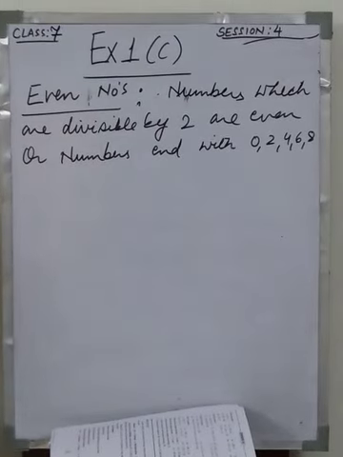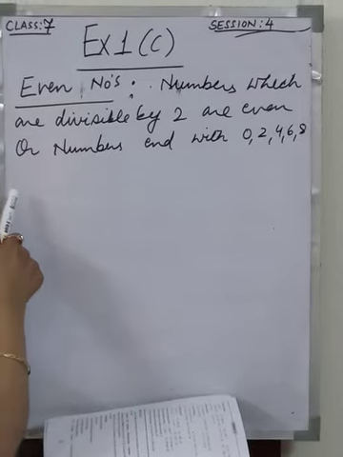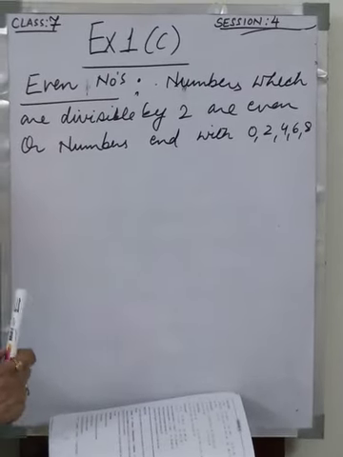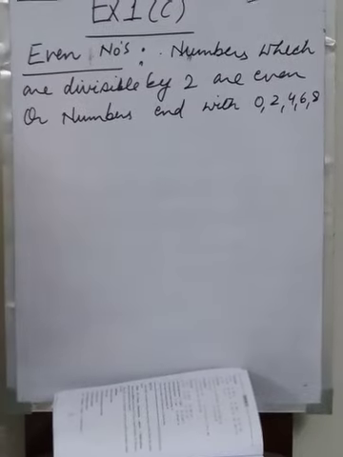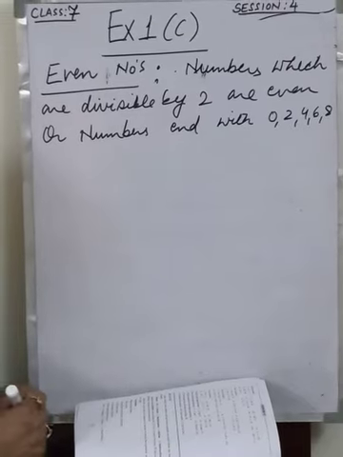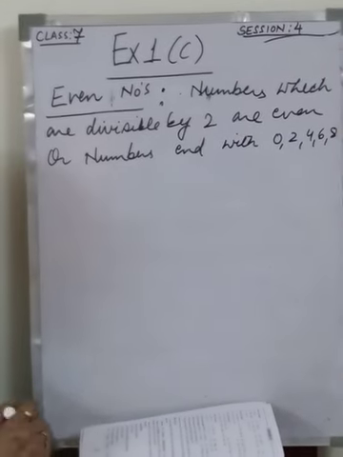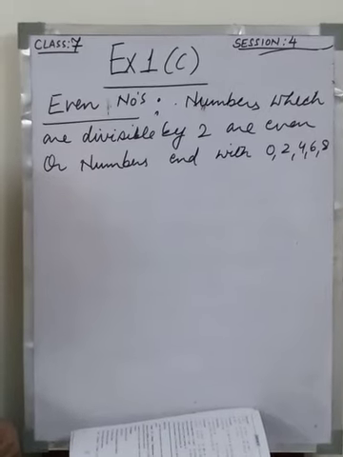Okay, student? And odd numbers also they'll ask you. So odd numbers are those numbers which are not divisible by 2, or the numbers which do not end with 0, 2, 4, 6, 8, or the numbers which end with 1, 3, 5, 7 are odd numbers. Hope you have understood the difference between even and odd, although we discussed this in class 6 also.